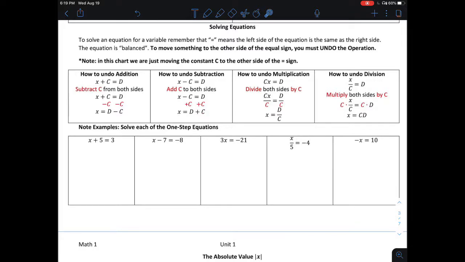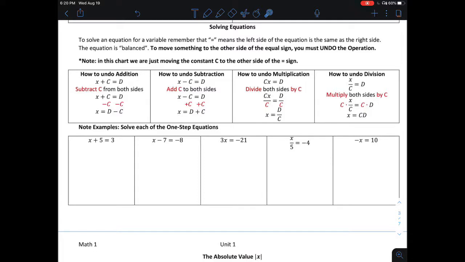Now, if I had a number times x and I wanted to get x all by itself, to undo a number times x, you're basically going to divide both sides by that number. And so since I had c times x, I'm going to divide both sides by c. In doing so, c divided by itself makes 1, so I am left with just x on the left and whatever d divided by c is on the right.